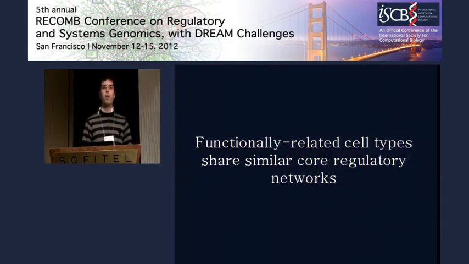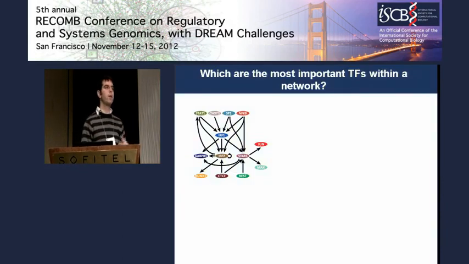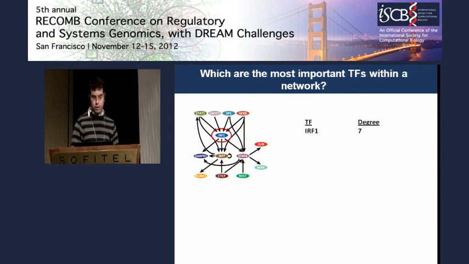So now what we want to do is just ask, okay, given this diversity, can we identify cell types which actually have similar regulatory networks? And to do this, we wanted to focus on the transcription factors which are driving, rather than just the individual edges. So we took a simple approach by just asking, okay, let's count how connected a given transcription factor is within that network and see how that varies between the different cell types.